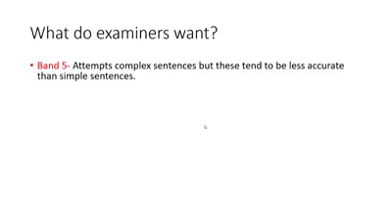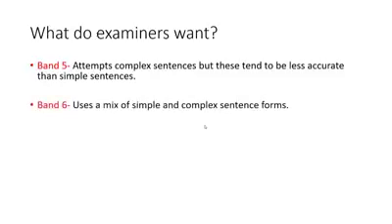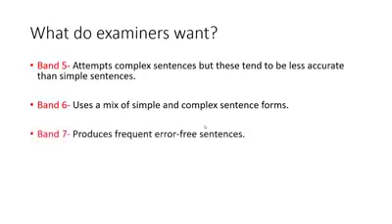Now, most of you don't have to worry about Band 5 in grammar, but you need to be aware of some of the things that they will be looking at. Band 6 uses a mix of simple and complex sentence forms. You'll notice that's all they say about simple and complex sentences for Band 6. You just use them, alright? So what they're actually saying is, you have attempted to use them, but in order to get a 7 or above, you have to produce frequent error-free sentences.